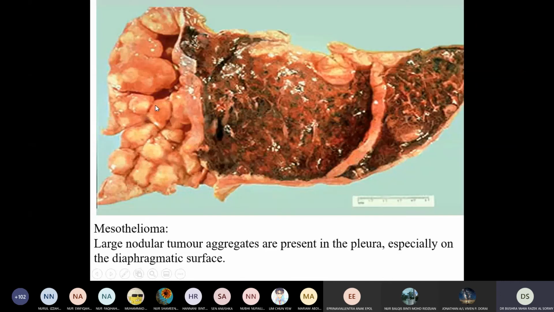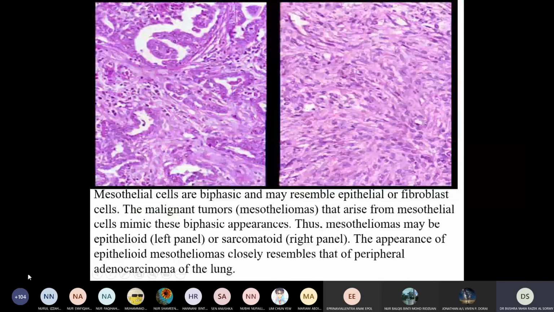You can see this is a nodular tumor, and in mesothelioma the lung is covered by a sheet of nodular tumor. You can see here there are 2 types. This is monophasic, which is the sarcomatoid part, with spindle tumor cells. Here we have both, which is biphasic: these are the glands, and also the sarcomatoid part.